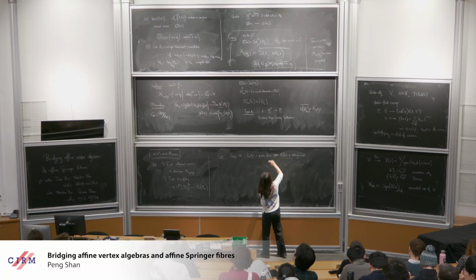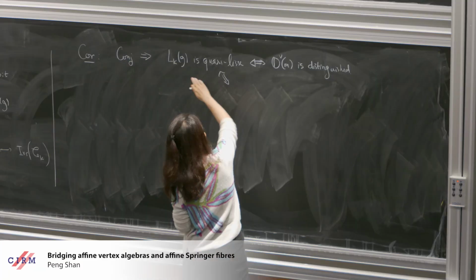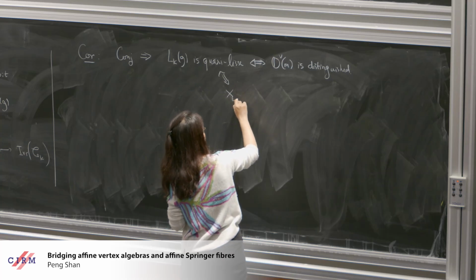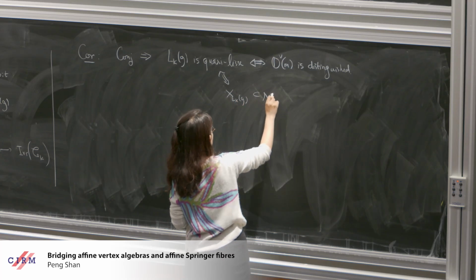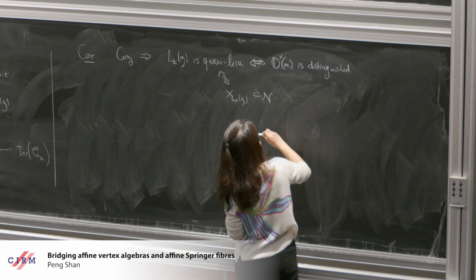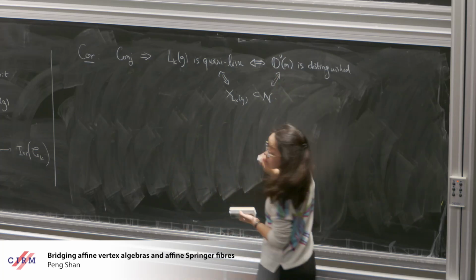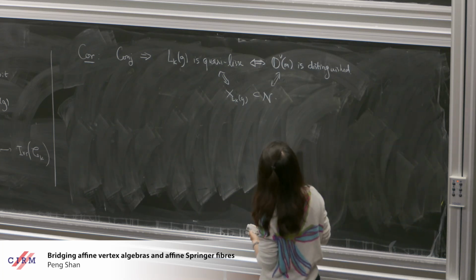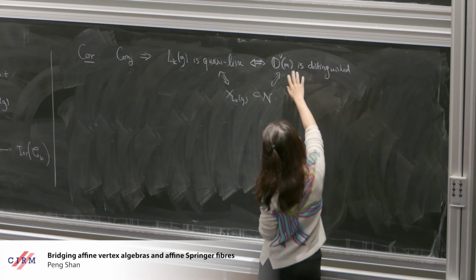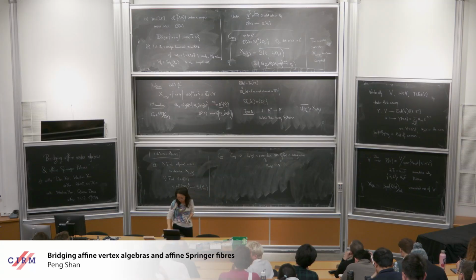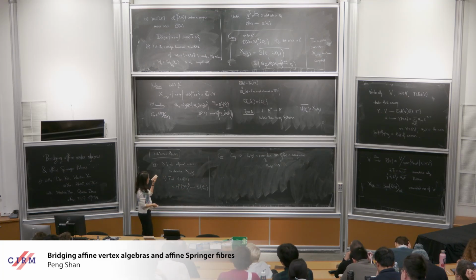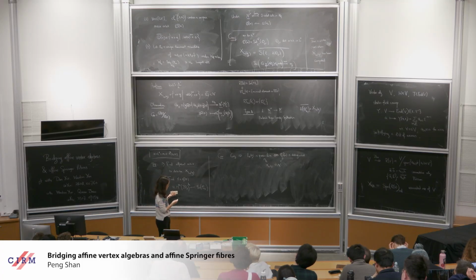So actually, if this description is correct, then the associated variety has finitely many symplectic leaves. This is equivalent to saying this is contained in the nilpotent cone, which is equivalent to this. So this condition can be explicitly checked for each m. All right, so this is the question about the associated variety.